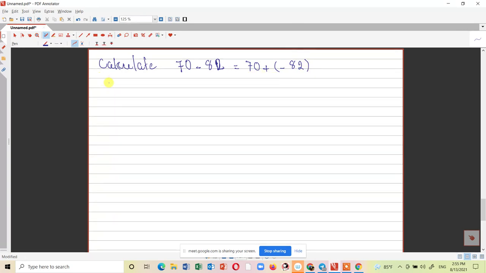So now, first we convert 70 to binary. So I put 64 plus 8. So this one is 2^6, 2^5, 2^4, 2^3, 2^2, 2^1, and 2^0. This is 70. And I can write it with a leading zero because it is a positive number: 0, 1, 0, 0, 1, 0, 0, and 0. This is 70.